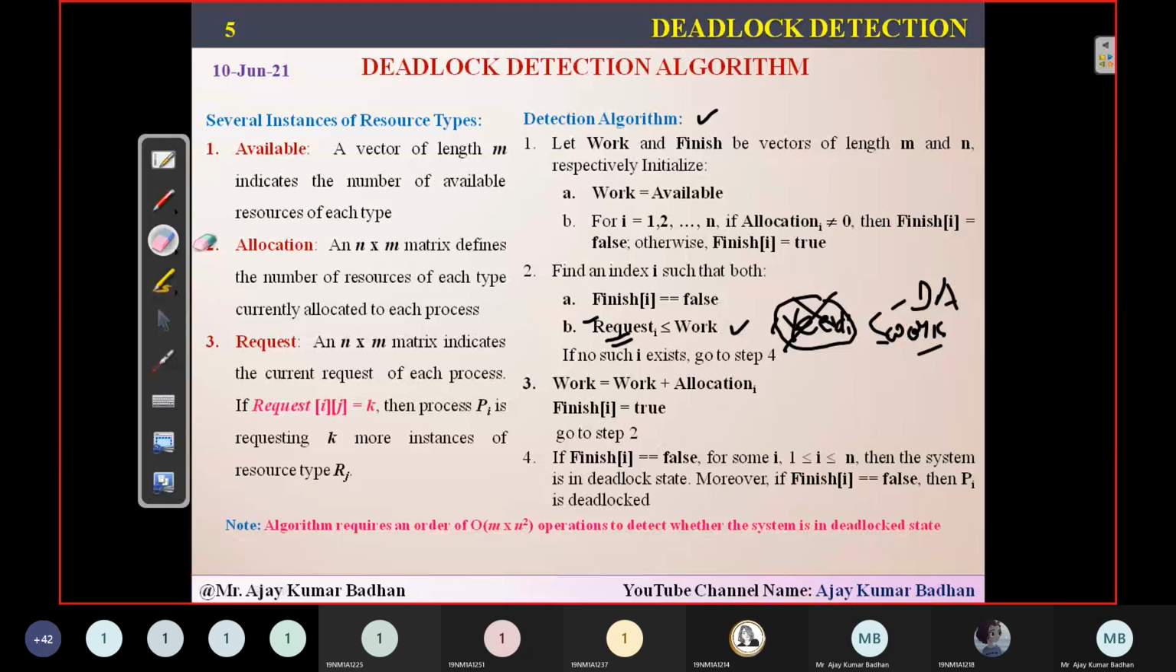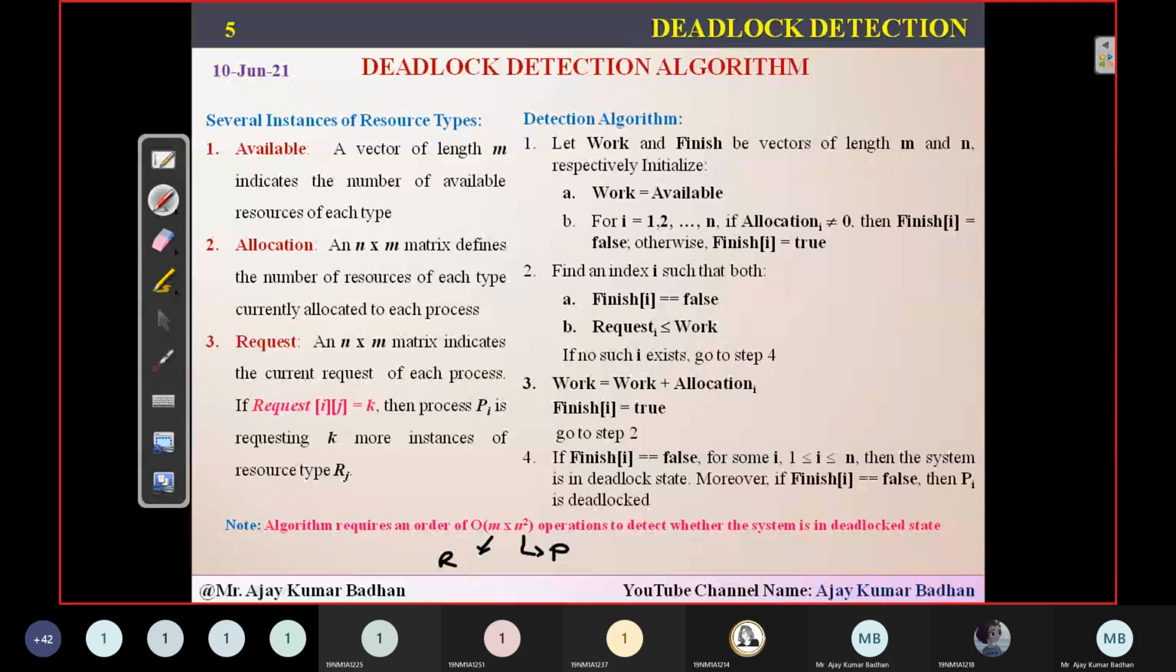The remaining process is the same. If you remember the previous one, the same process we are going to apply here. And remember that the time complexity for this algorithm is order of m times n squared. I think you understand what m means. M is what we use to represent the resources, and N is what we use to represent the number of processes we have.